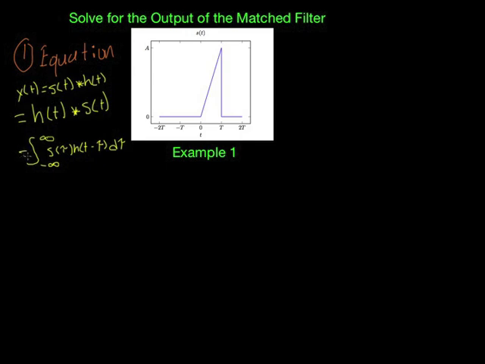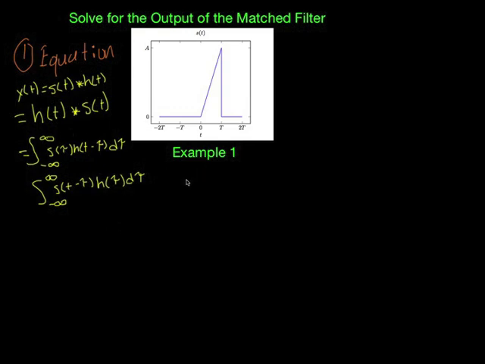And using that commutative property, we can also say that it is the integral from negative infinity to positive infinity of s of t minus tau h of tau d tau. So that's what the output of the matched filter will look like. It takes these forms. So we have that convolution integral.